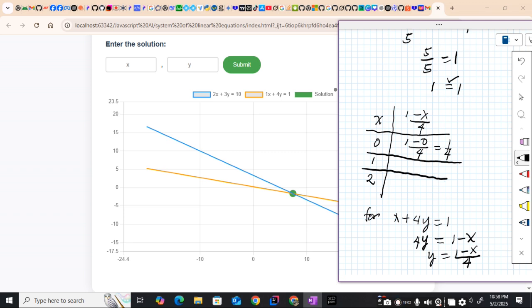For 1, that's 1 minus 1 over 4, so that's 0 over 4, or essentially 0. Here, this is just 1 minus 2 over 4, so essentially this is negative 1 over 4. Let's see. The first coordinate is 0 and 1/4. So let's try to locate that.